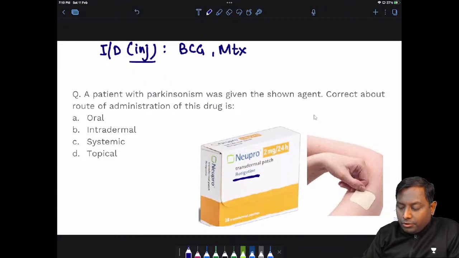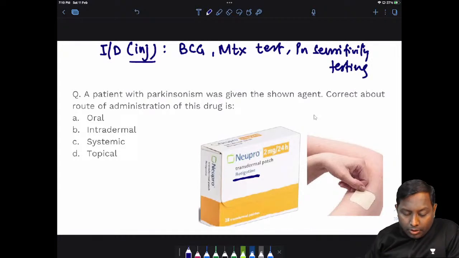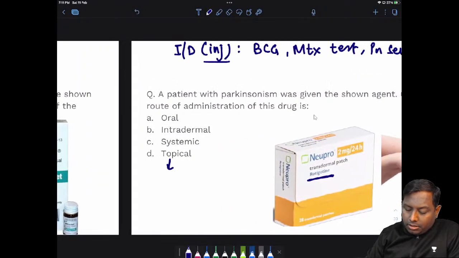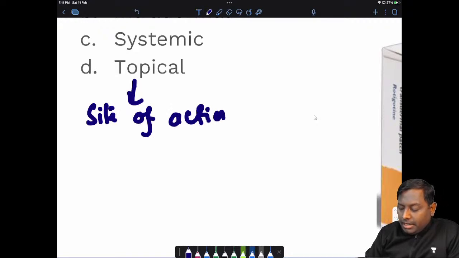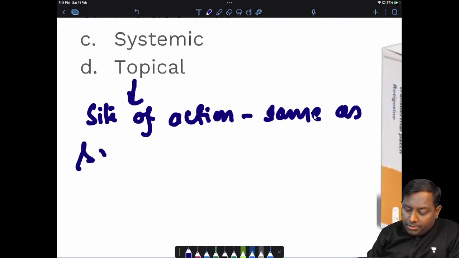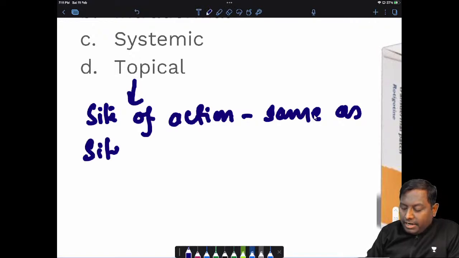The Mantoux test that we are going to use is intradermal, or penicillin sensitivity testing that we are doing, it is also intradermal. तो ये intradermal तो है नहीं, ruled out हो गया. Next, topical, very good. Now the definition of topical will be: site of action is same as site of administration.